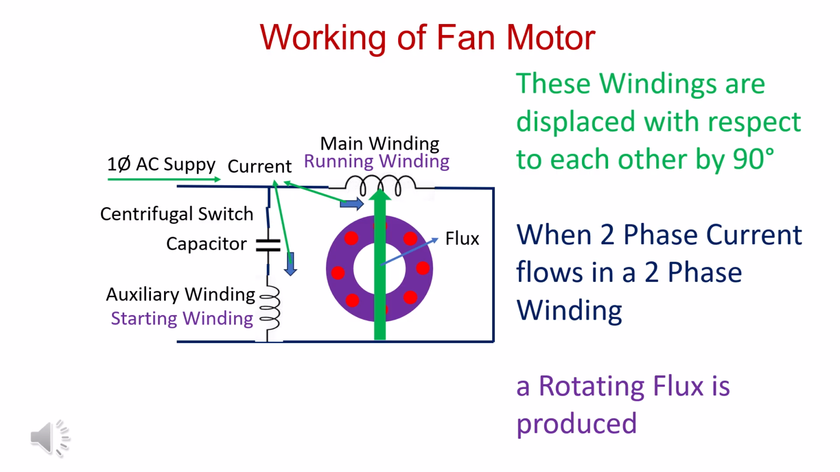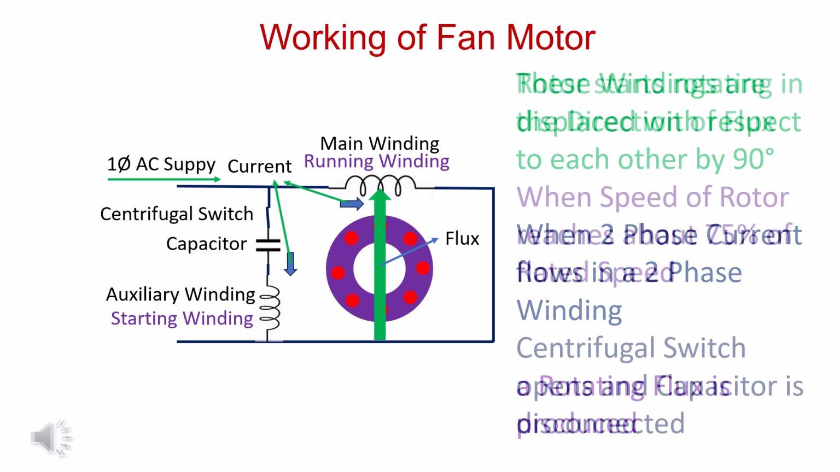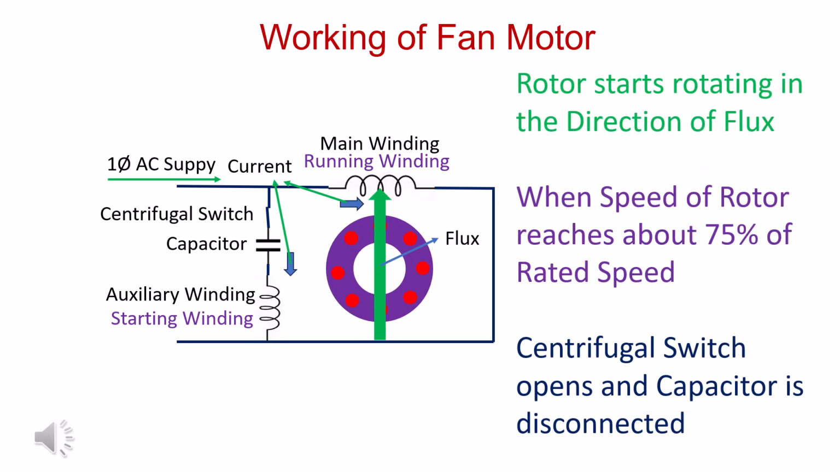When a two-phase current flows in a two-phase winding, a rotating flux is produced. Rotor starts rotating in the direction of flux. When speed of rotor reaches about 75% of the rated speed, centrifugal switch opens and capacitor is disconnected.